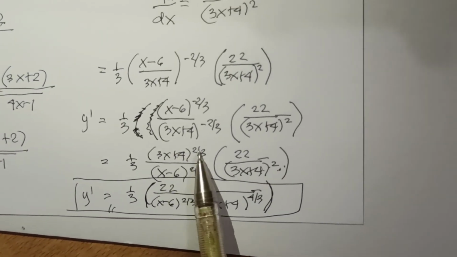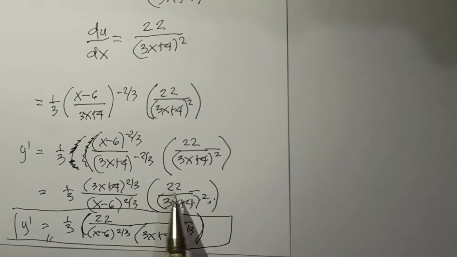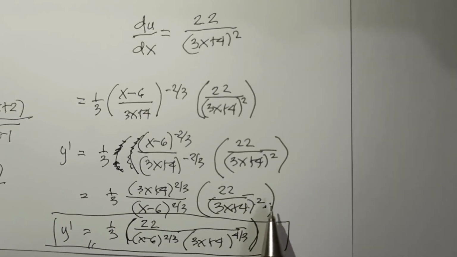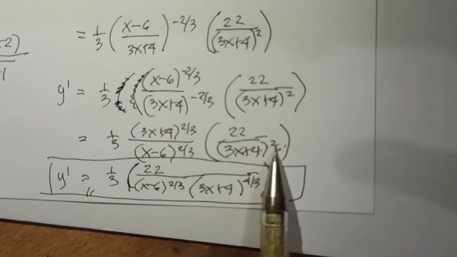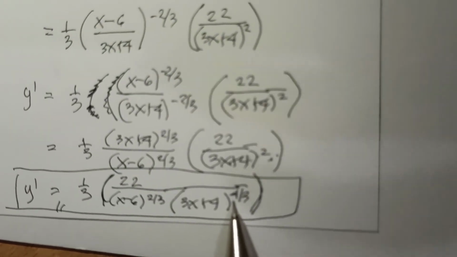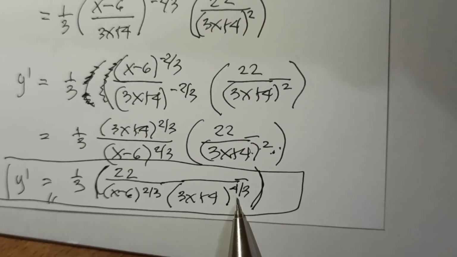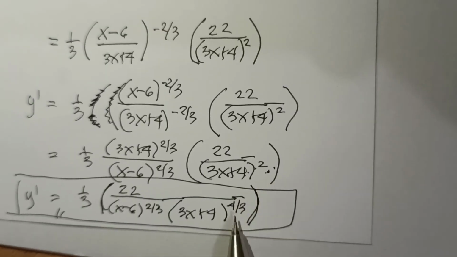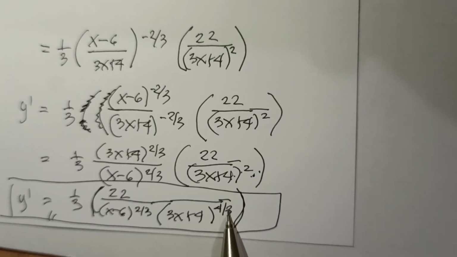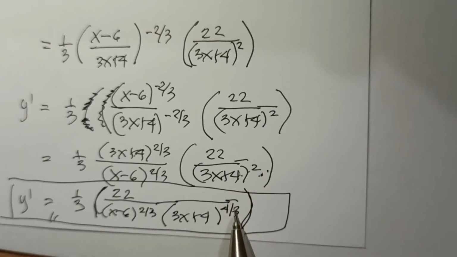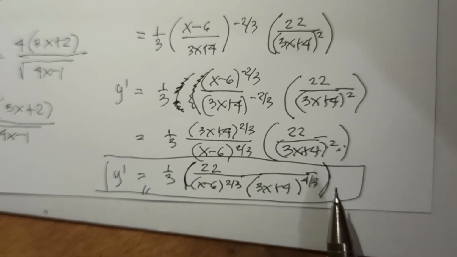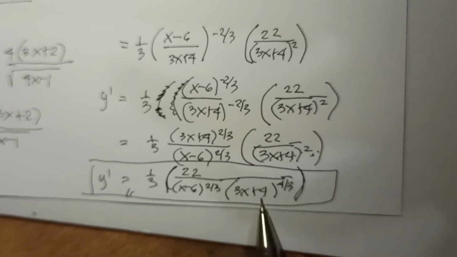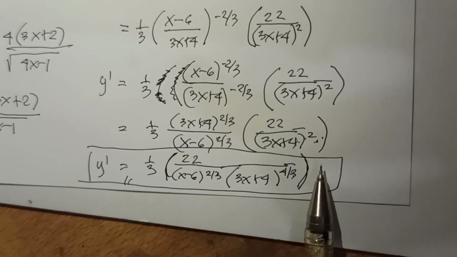Okay, so do you understand? So this part naging ano siya, subtracted because this is division. So since this is the greater number here, therefore this is 4/3. So 2/3 minus 2, that is 4/3, and that is part of the denominator. So 1/3, 22 over x minus 6 raised to 2/3, and 3x plus 4 raised to 4/3.